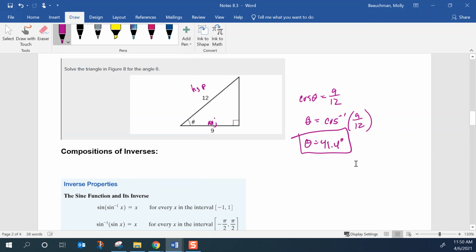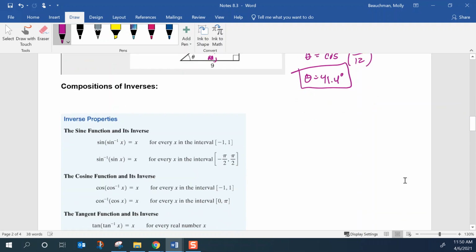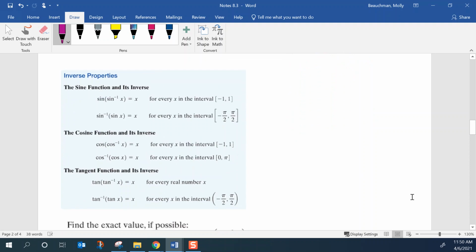All right, so the next part we're going to take a look at is compositions of inverses. Remember, with compositions of functions, we take and combine two functions. So the properties: for a sine function and its inverse, if you take the sine of the inverse sine of x, it equals x, for every x in the interval negative 1 to 1. The inverse sine of the sine is also equal to x, but your interval has to be between negative pi over 2 and pi over 2.